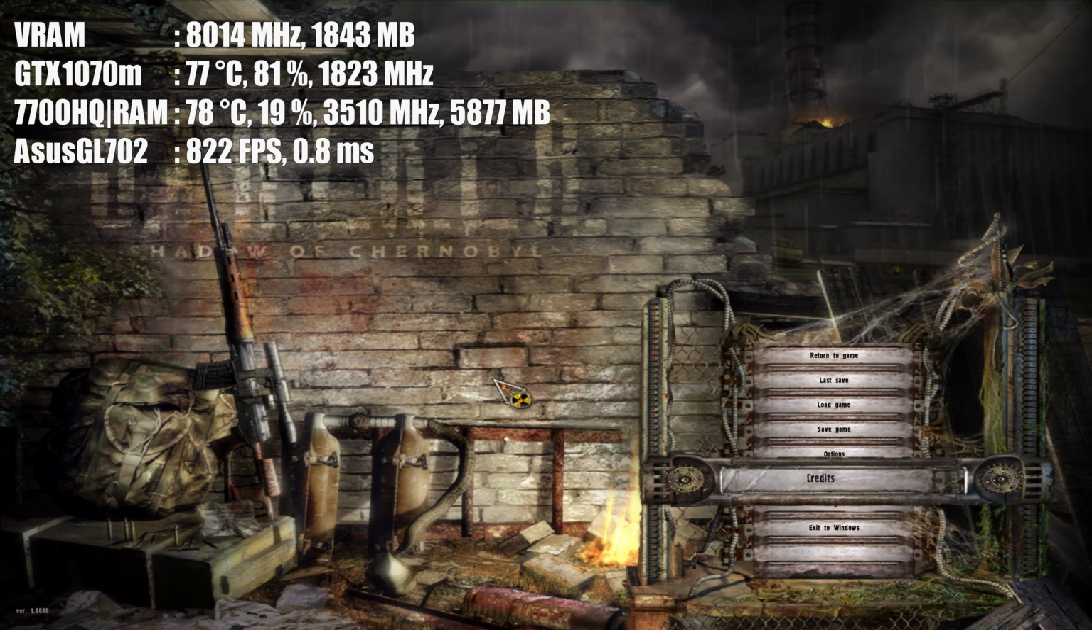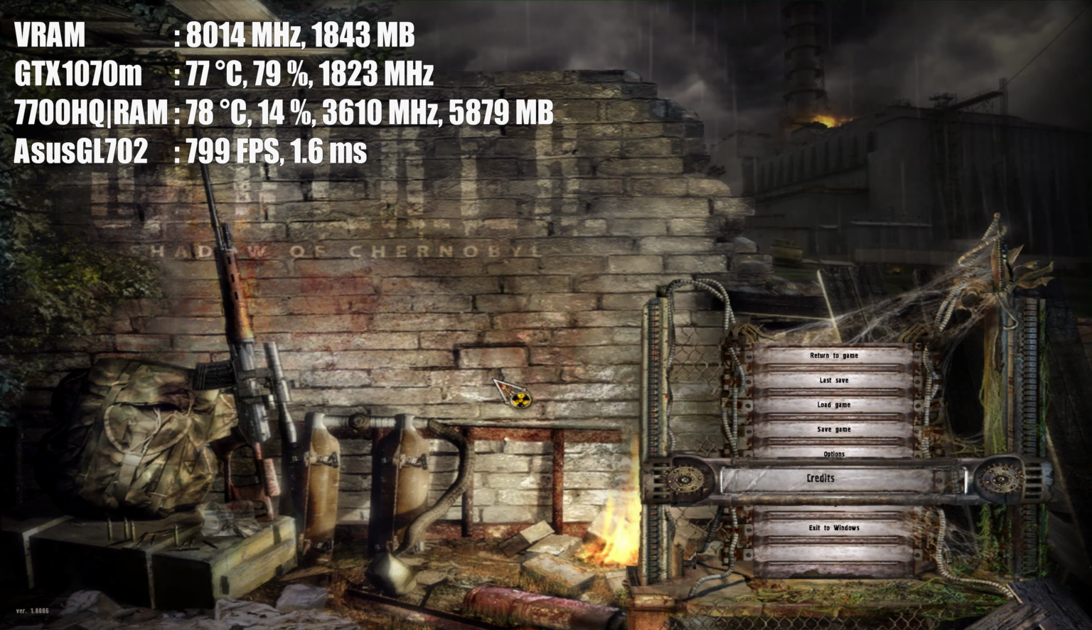Then I have GPU load. We want to have that load as high as possible. The ideal will be 97% or higher. Then I have the frequency on the GPU, which is 1823 megahertz or 1.8 gigahertz.